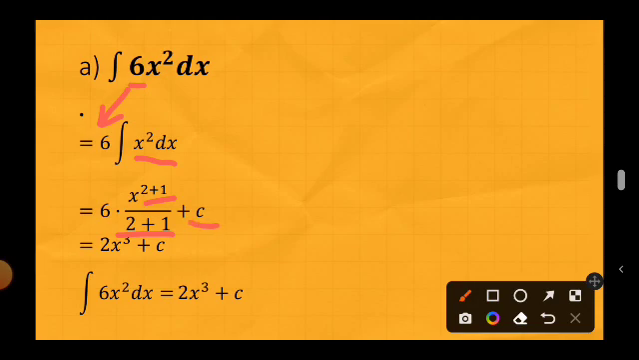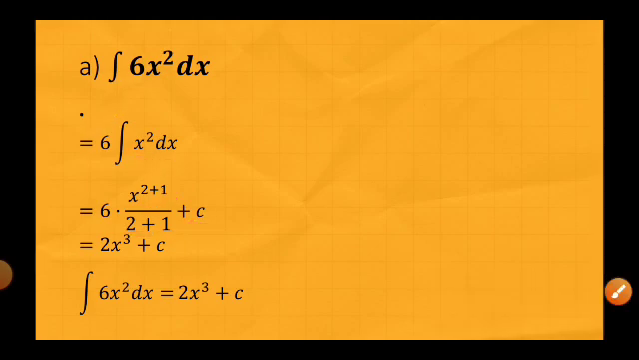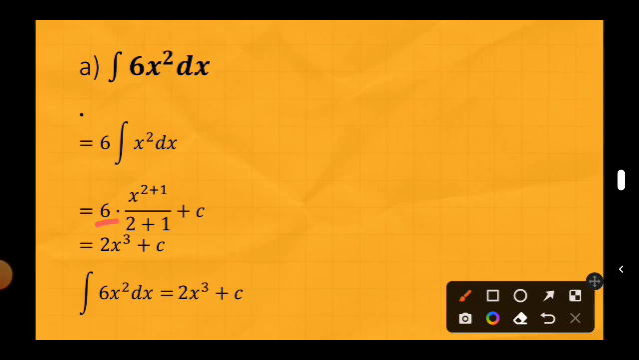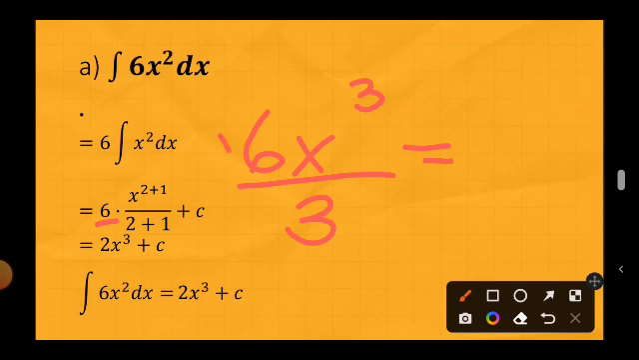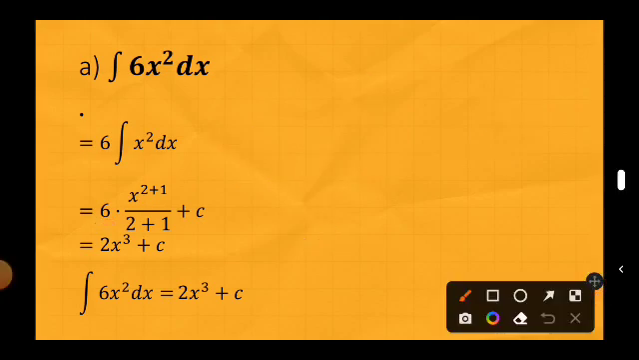After we perform the power rule, we can now simplify this by multiplying our constant 6 to the function. So we multiply the 6 to our x to the power 2 plus 1, which is x cubed over 3, and then it is simplifiable since 6 and 3 have a common factor of 3, so we have 2x raised to 3. Therefore, the indefinite integral of our function 6x raised to 2 dx is equal to 2x cubed plus c.